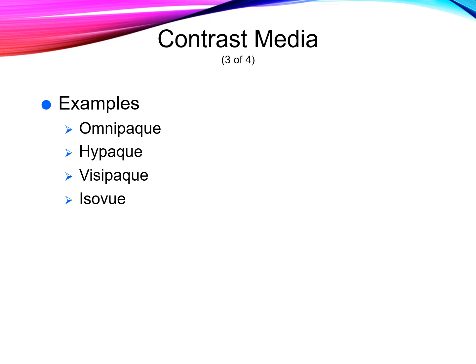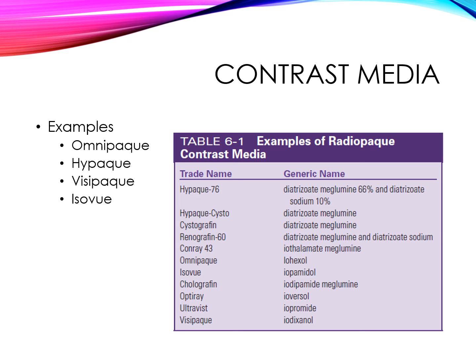So the first thing we're going to talk about in a little more detail is contrast media. Examples of these are going to be Omnipaque, Hypaque, Visipaque, and Isovue. You may hear all of these used in surgery. You can also see this chart here, which will give you the trade names of each as well as the generic name. You'll be familiar with these, especially as you do your drug cards. You'll see some of these pop up.